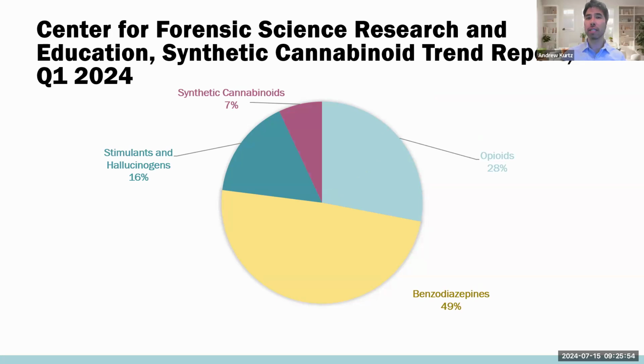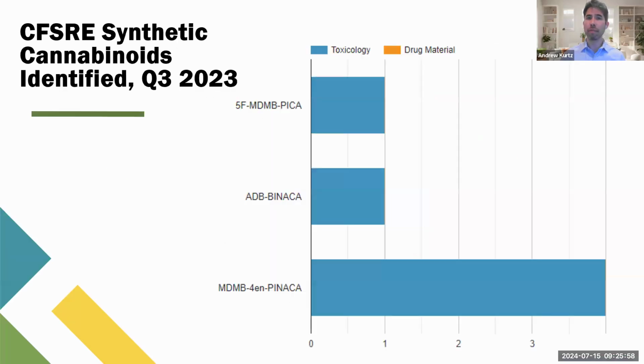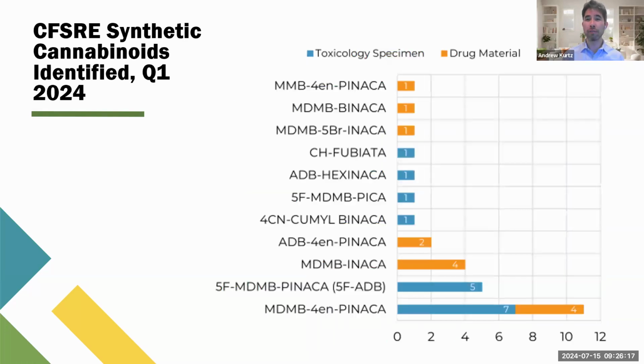We see how difficult this effort to track synthetic cannabinoids is from the chemical structure of them. Looking at the third quarter of 2023, the number of substances identified in that quarter, 3 different types of synthetic cannabinoids, all found from toxicology reports, not from seized drug materials. Slightly different in the first quarter of 2024, the variety of substances increased, and the number of events or occurrences of synthetic cannabinoids increased as well. So not only are we seeing more of these different chemical compounds, but we're seeing more synthetic cannabinoids overall.